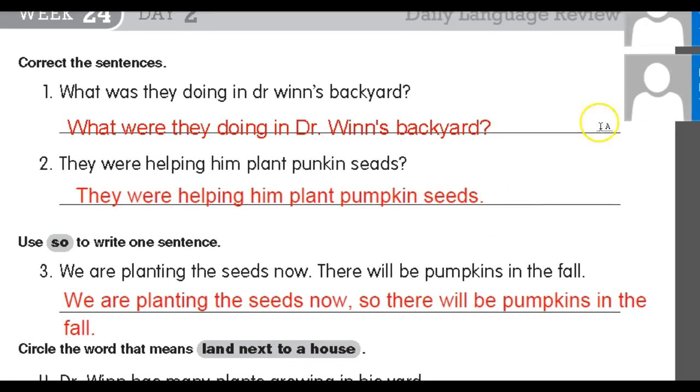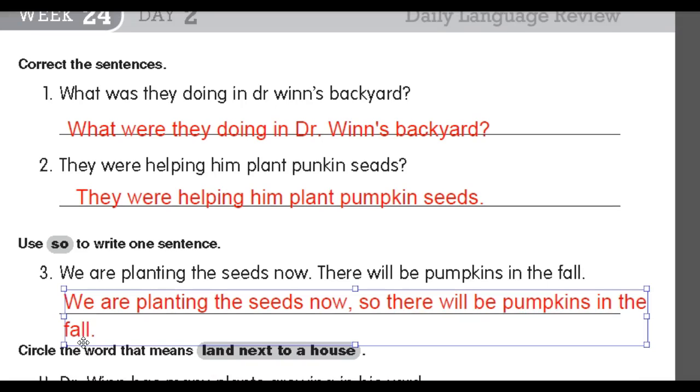Use so to write one sentence. We are planting the seeds now, so there will be pumpkins in the fall. So we need a comma and then so to connect those two sentences because there is another subject after the so. And fall is not capitalized because we don't capitalize the names of seasons.